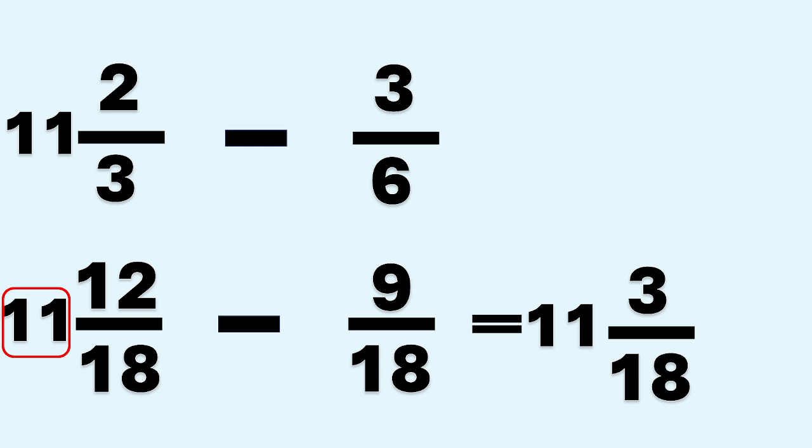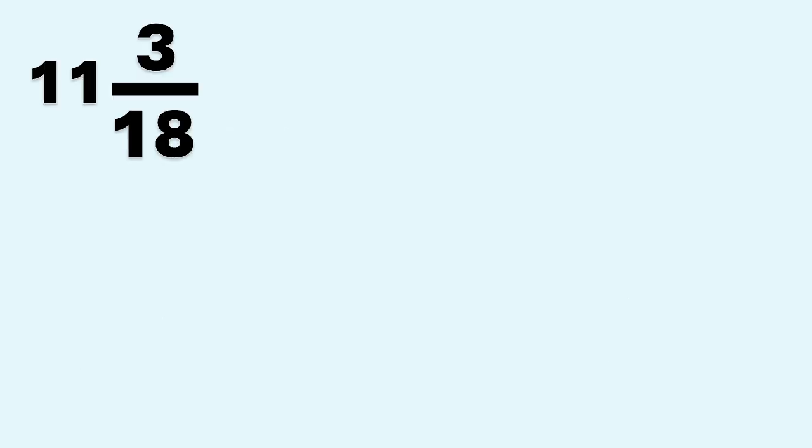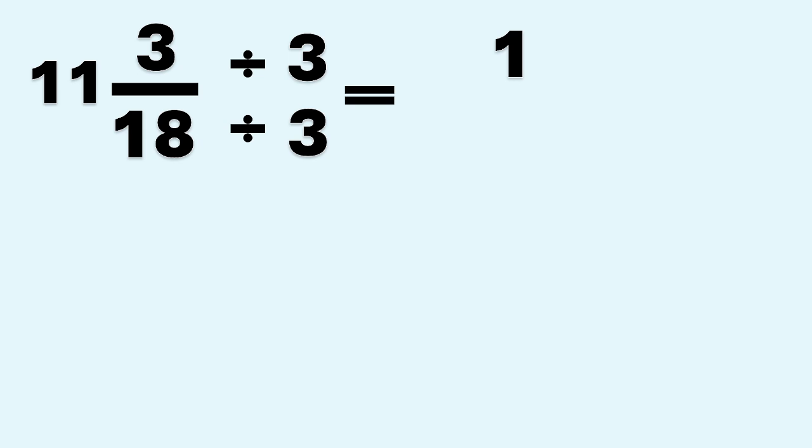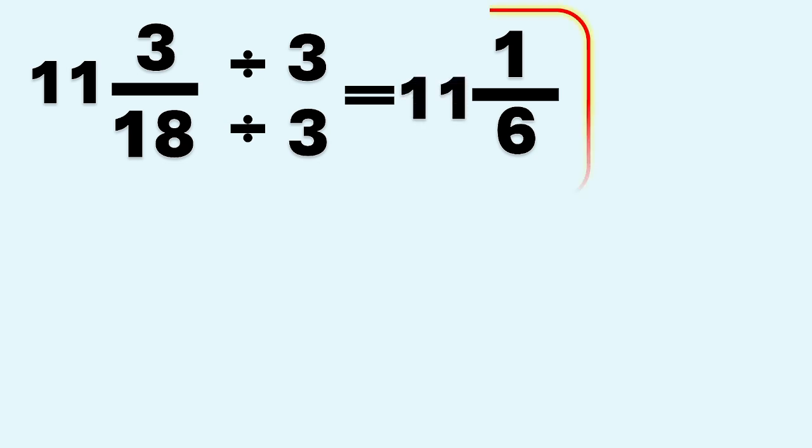3/18 can be reduced to lowest terms because 3 and 18 have a common factor. Let us divide 3 and 18 by the greatest common factor 3. So 3 divided by 3 equals 1. 18 divided by 3 equals 6. Then copy the whole number 11. So the final answer is 11 and 1/6.